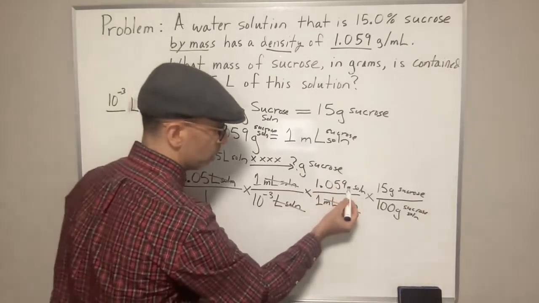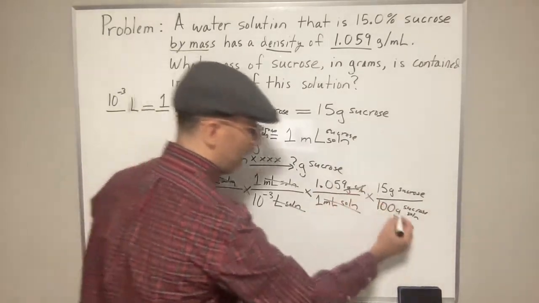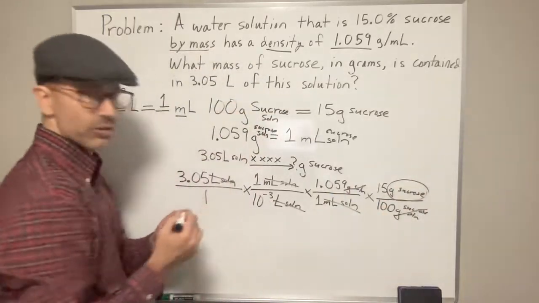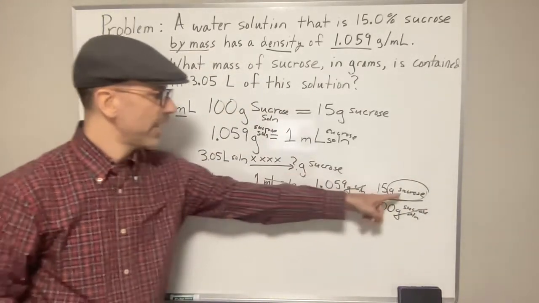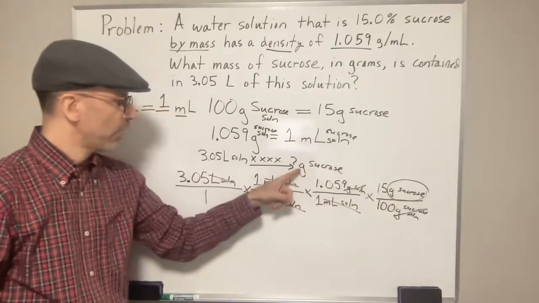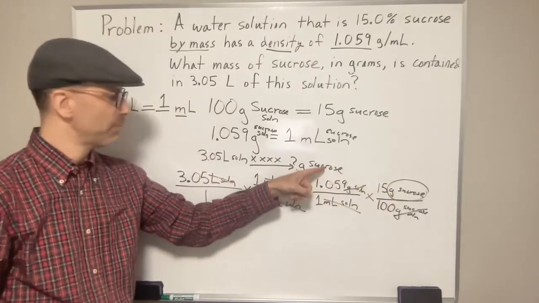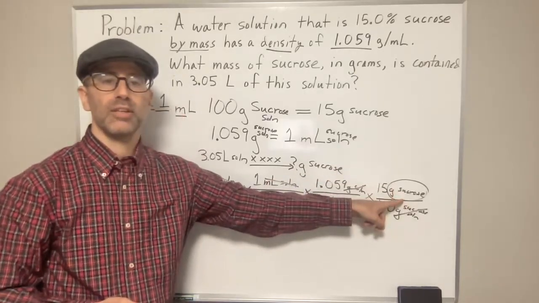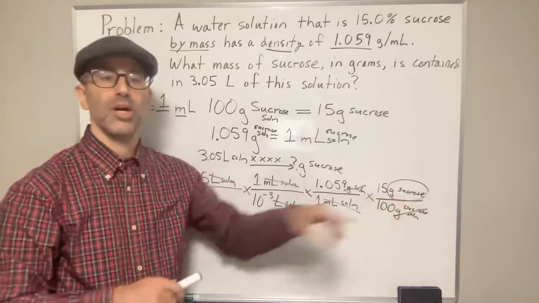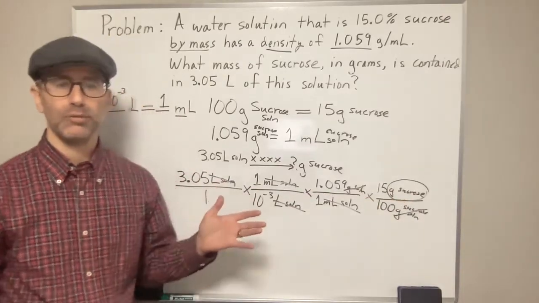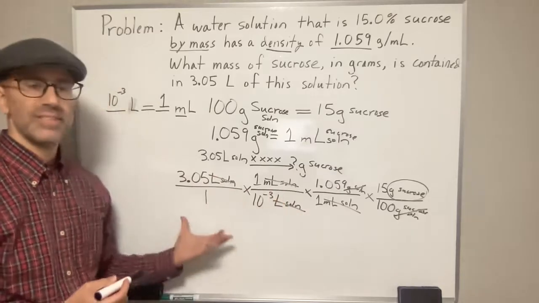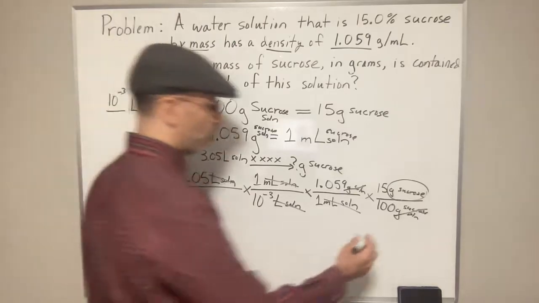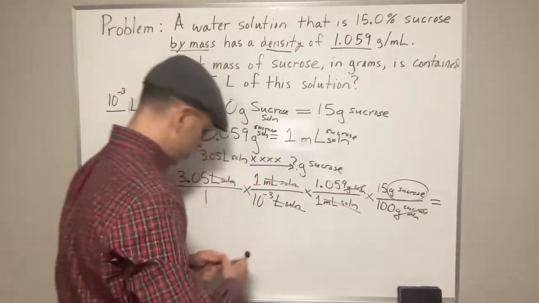So now grams of sucrose solution cancel out here, and now I have grams of sucrose on the top. Grams of sucrose is what I want. That's my ending, that's my goal. Now I have it on the top. Once you have the unit that you are looking for on the top, you're done. You don't have to do any more conversion factors. So we've set up our problem. Now all we need to do is calculate it.